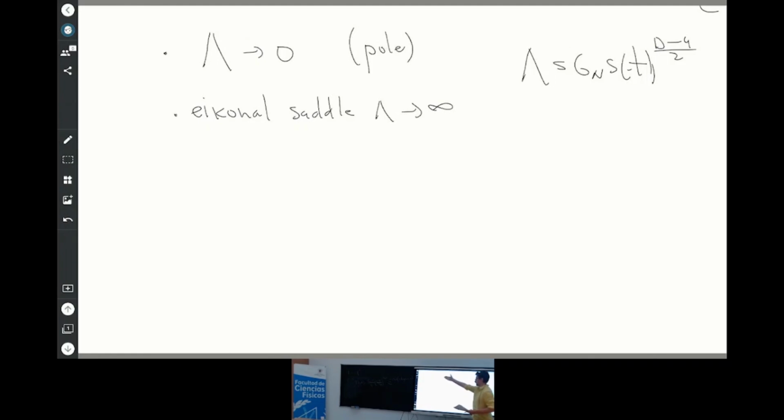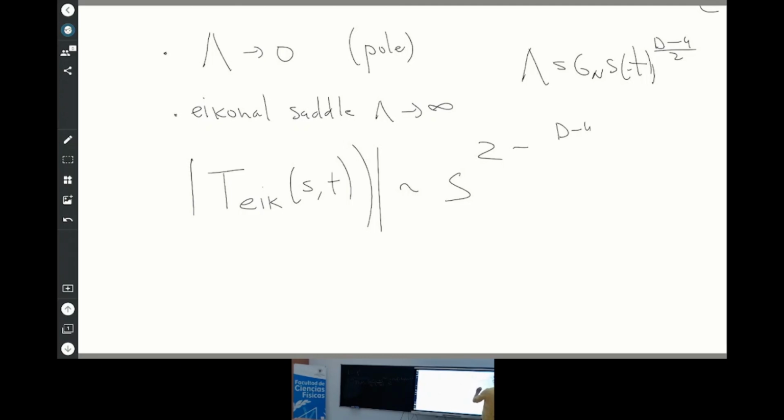This is just the tree-level computation, but this is a semi-classical computation. And if you compute the behavior of the amplitude on the saddle, you get s to the power 2 minus (d minus 4) over (2(d minus 3)). So it's strictly less than 2 in d larger than 4.